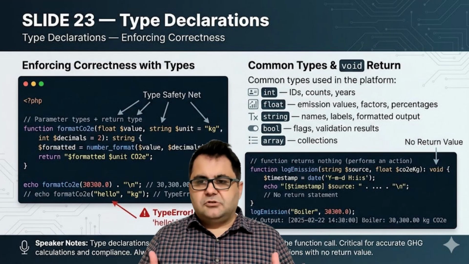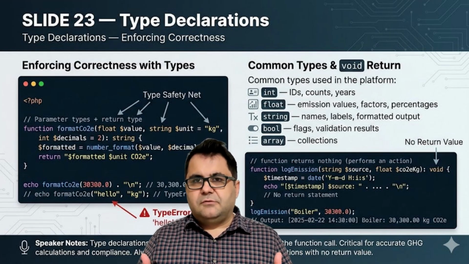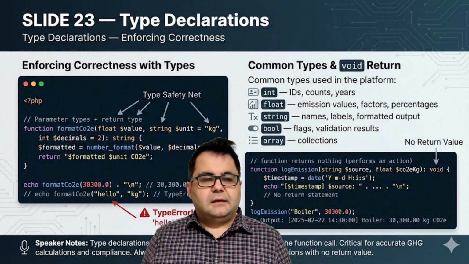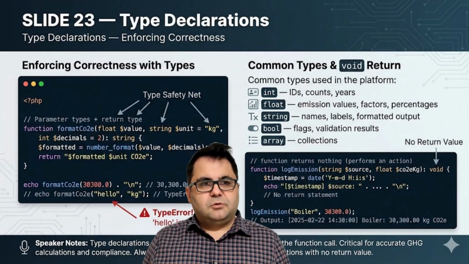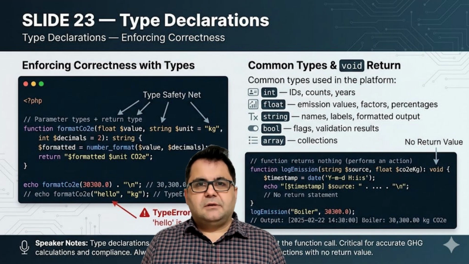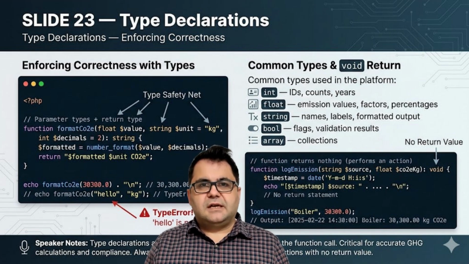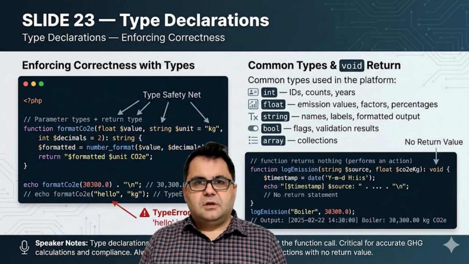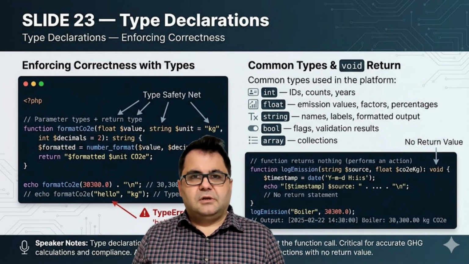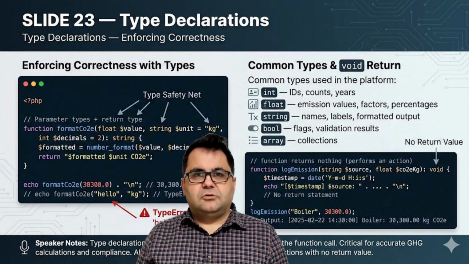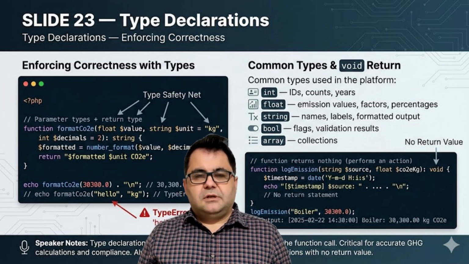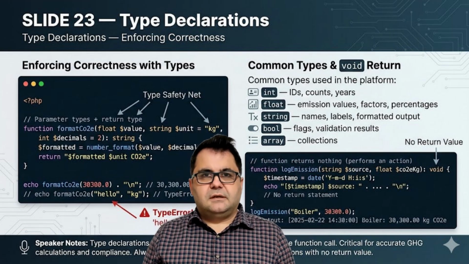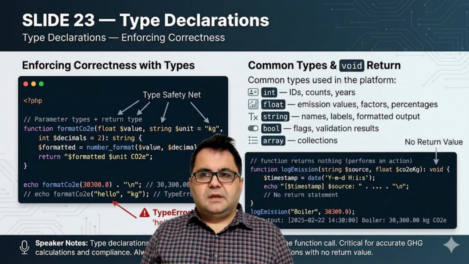Type declarations are your safety net. When you declare float $activityData, PHP will throw a type error if someone passes a string that can't be converted to a float. This catches bugs at the function call, not deep inside a calculation where they're harder to trace. For our GHG platform, type safety is critical.